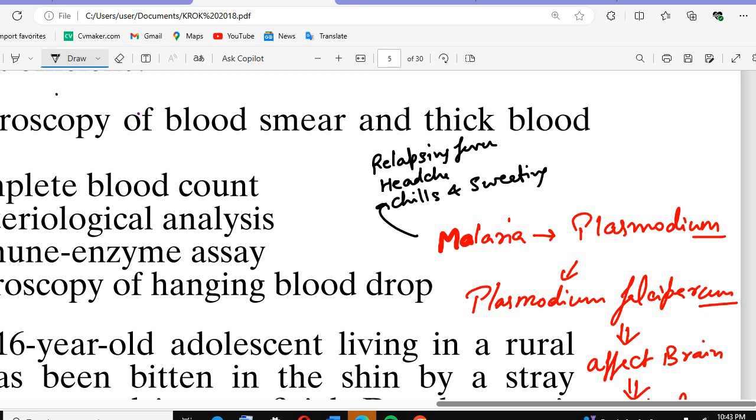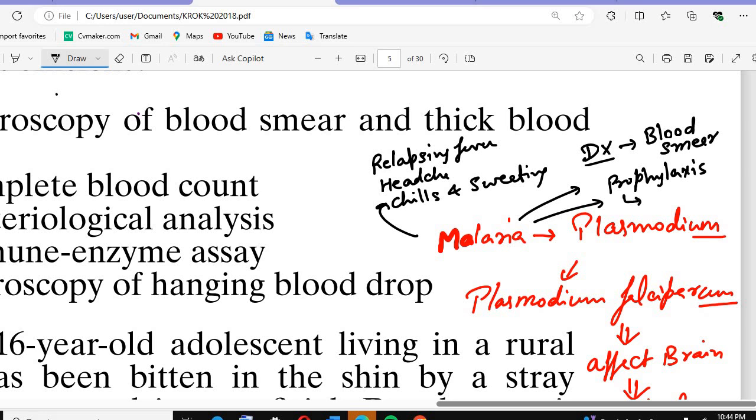And what are the diagnostic criteria for malaria? Remember, we will take a blood smear. Other than that, they can also ask you about prophylaxis. So remember the prophylaxis of malaria is chloroquine. We can also give chloroquine.